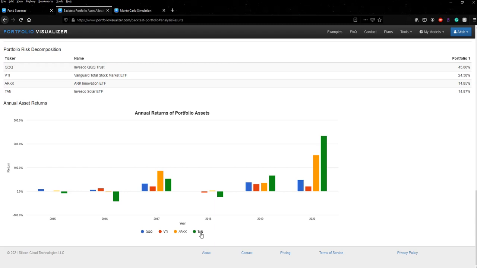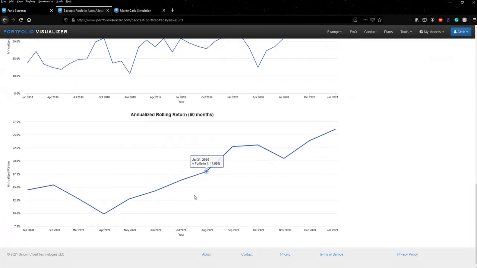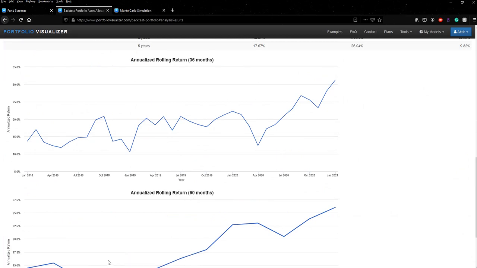And the main reason I chose ARK and TAN is because I feel over the long term, as more younger investors enter the market, they will shift more focus towards technology and renewable energy companies, which are the higher growth companies, and which is why you could see returns starting to increase for those two companies over the last 2 years or last 3 years, and going into the future I do expect them to increase. And then rolling returns over annualized period.